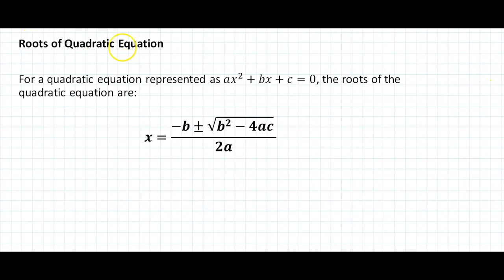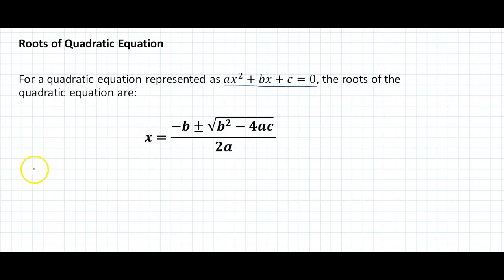So the roots of a quadratic equation, and you can see here that for you to be able to apply this, you have to first express it in the standard form, which is ax squared plus bx plus c equal to 0. So if a quadratic equation is expressed in this form, the roots are going to be negative b plus or minus the square root of b squared minus 4ac over 2a.